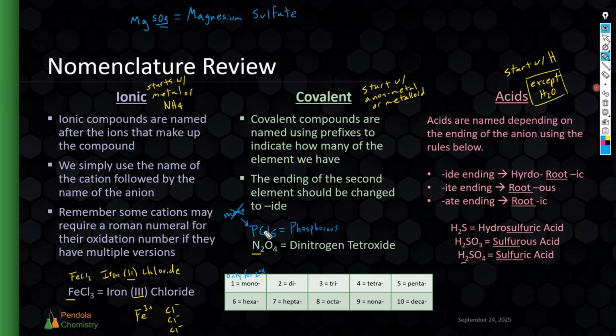And then we have 5 chlorines. The prefix for 5 is penta. So this is going to be penta. Chlorine is going to have its ending changed to -ide because it's the second element, so it's going to be pentachloride. And that's how we get the name for PCl5.